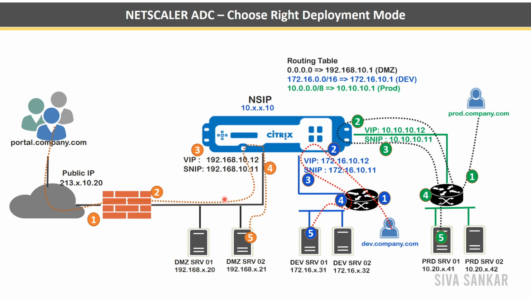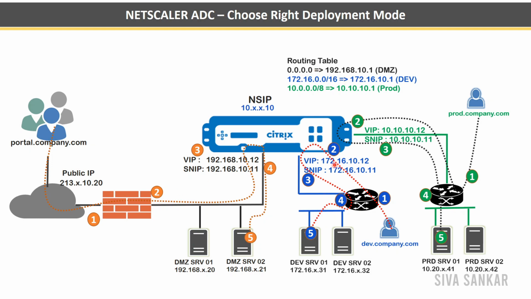So this is when you choose the multi-arm mode. It's not about choosing; it's all about how many interfaces you are connecting and what routing table you are creating. This you need to create manually. Always remember the rule of thumb: the default gateway is always to the DMZ. Always, because this is for security reasons.